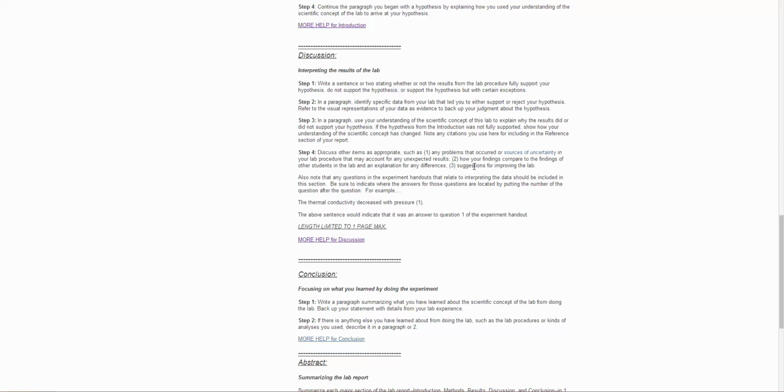Step 3 is, in a paragraph, use your understanding of the scientific concept of the lab to explain why the results did or did not support the hypothesis. So again, the hypothesis is given in the experiment handout, in this case not the intro. If the hypothesis was not supported, show how your understanding of the scientific concept has changed. And then step 4, discuss other items as appropriate, such as any problems that occurred, sources of uncertainty, how your findings compared to findings from other students in the lab, or also suggestions for improving.